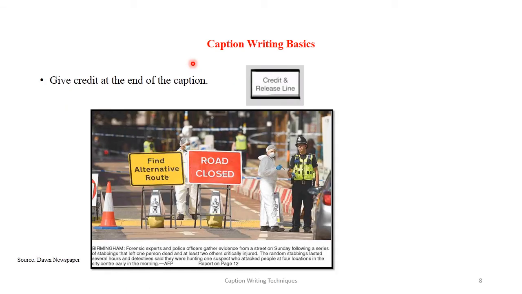The third part of the caption is the credit and release line, and with it you will end your caption. In this caption, we have AFP, Agence France-Presse. This is our credit line, and with it our caption ends. Up to here we have given the answers of who, what, when, and where, and we also give the answer of the why question. And from here to here we are providing the context.